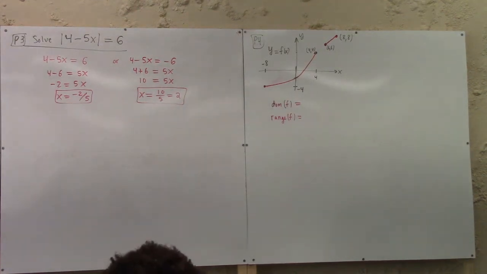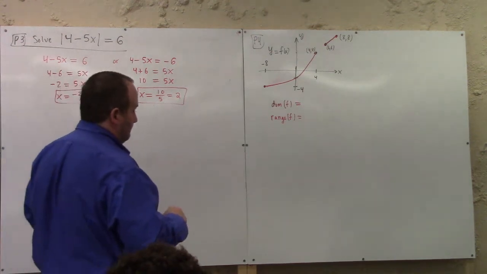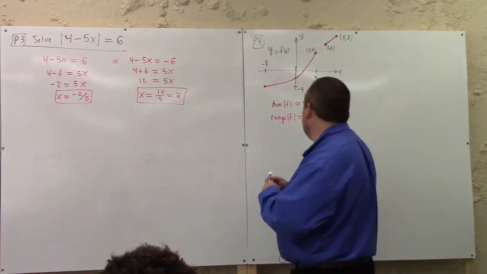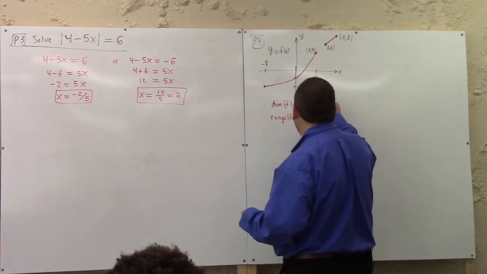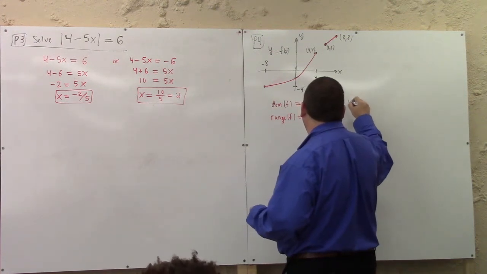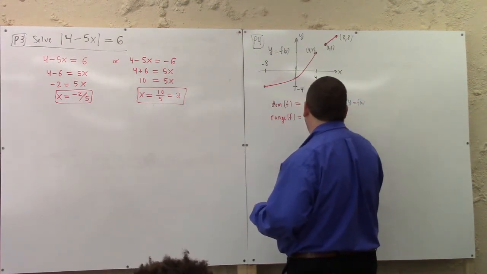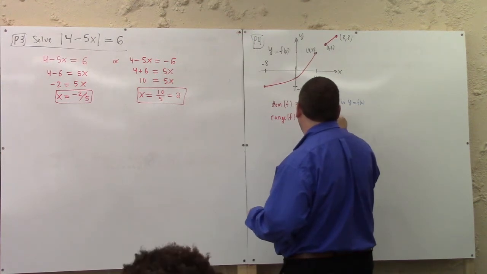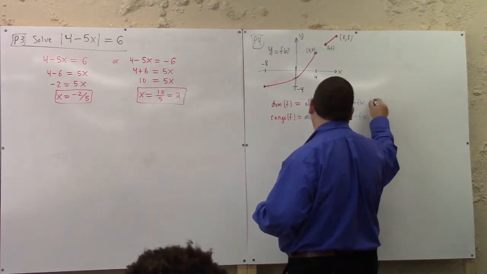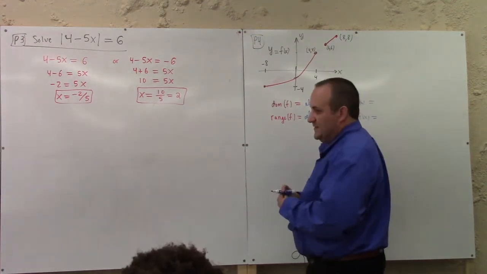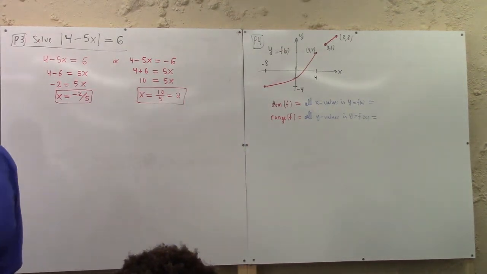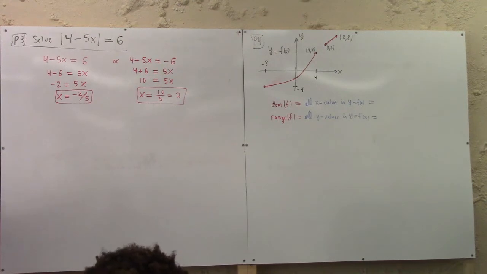So what do you guys think? I'll write it in words. This is all x values in y equals f of x, and this is all the y values in y equals f of x. I mean, it's all the x values which are actually attained. It's all the y values which were actually attained. Like, they're actually reached by some point in the graph.